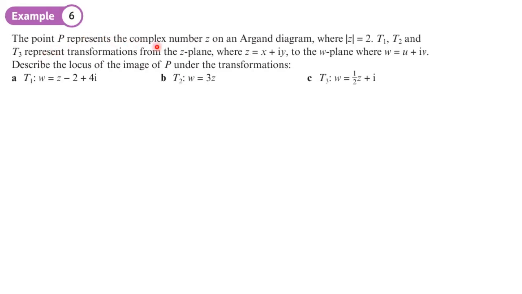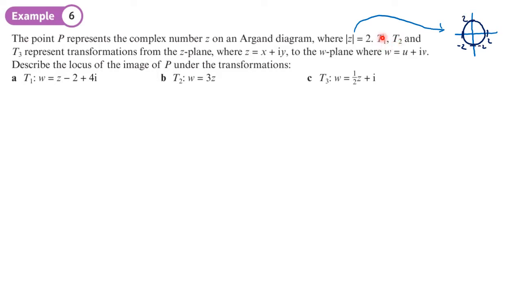Okay, so you've got a point P represents the complex number Z on the Argand diagram, where the modulus of Z is 2. So basically this is a circle centered on the origin with radius 2. So I'll just draw that here. Okay, so this is what we're starting with, like this. So 2, minus 2, minus 2, 2.